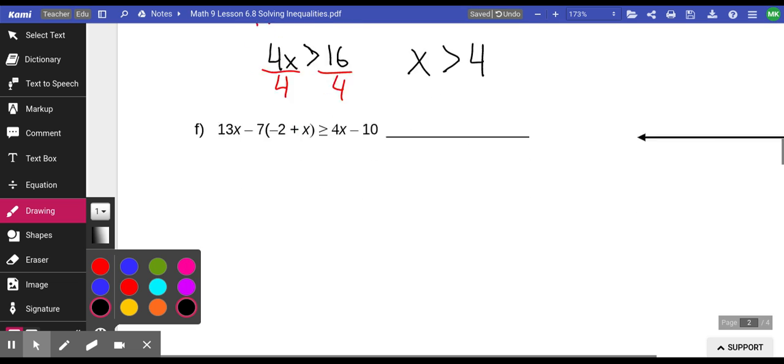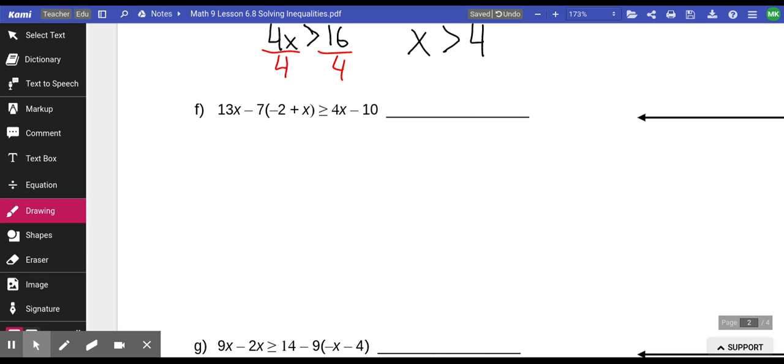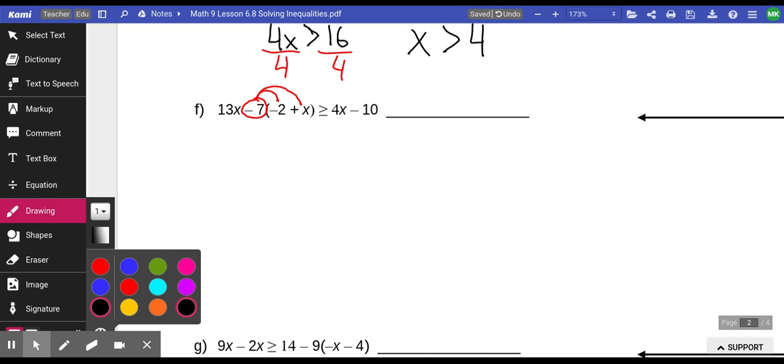Awesome. F. F has brackets as well, so the first thing we want to do is deal with the brackets. We deal with those brackets by multiplying the number into the brackets. In this case, the number is 7. But we remember from our last unit that that's actually -7. So I want to multiply the negative with the 7. The negative is key here. That means I still have a 13x out front.